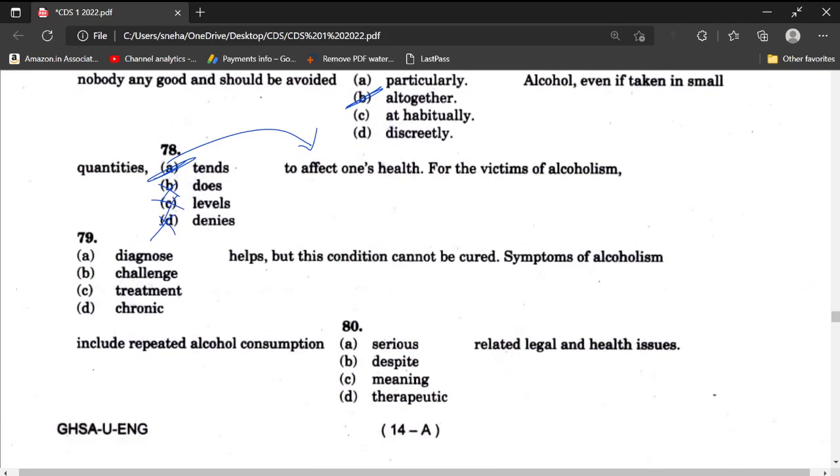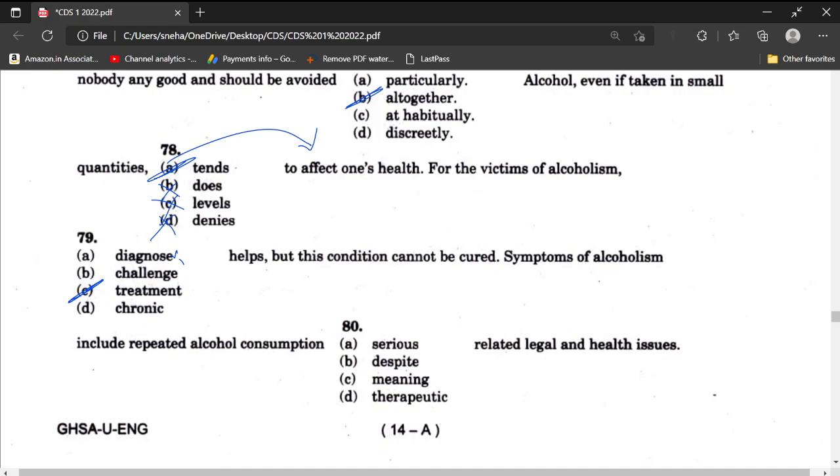For the victims of alcoholism, dash helps. What does help? Treatment could help them, right? So not diagnose, it is a verb form. Cannot, challenge, no. Treatment could help, but this condition cannot be cured. Treatment could help them, but the condition cannot be cured.